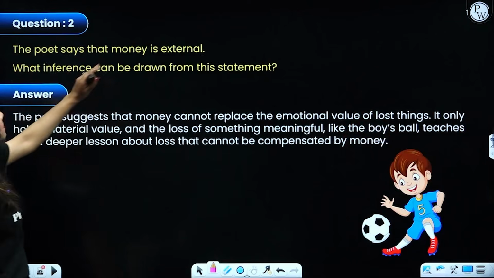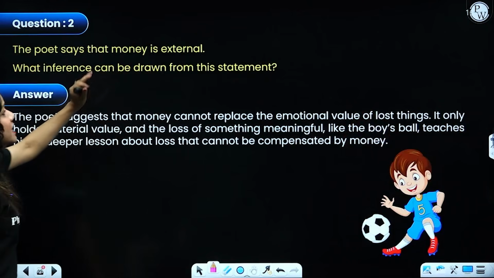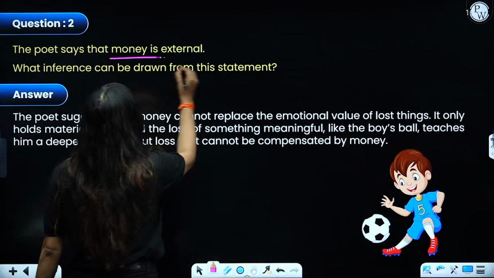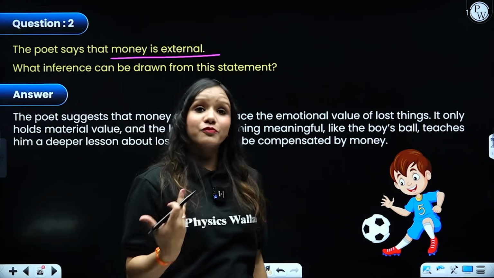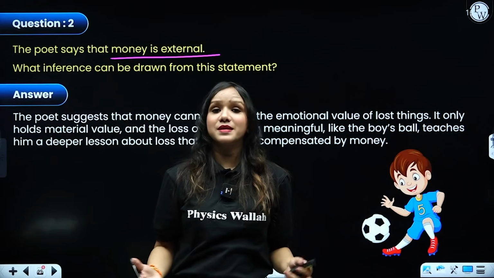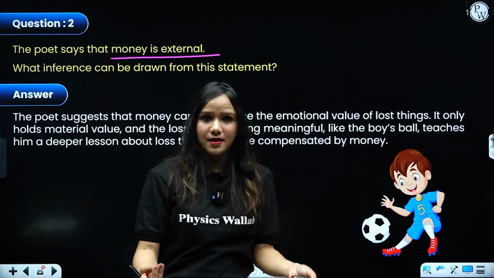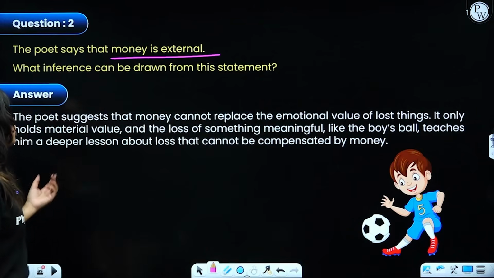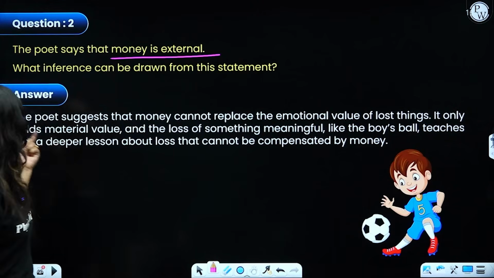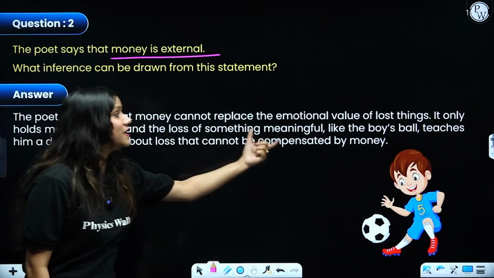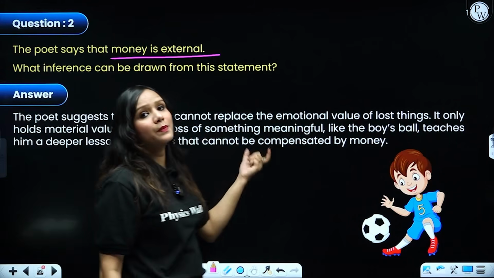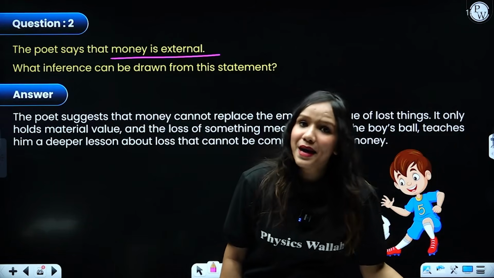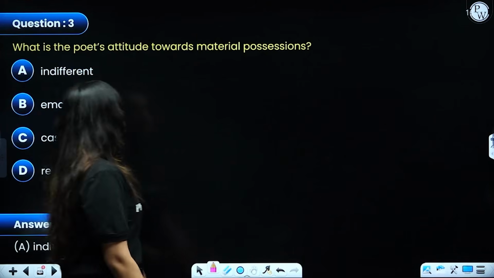Now, the poet says that the money is external. What inference can be drawn from this particular statement? This is extremely important to understand, that money cannot buy you a sense of belongingness. Money cannot buy you happiness. It can just buy you physical things, right? Remember this. So just like the boy, what happens? It only holds material value, and the loss of something meaningful like the boy's ball teaches him a very deeper lesson about loss that cannot be compensated through money. Got it? Now, next question.